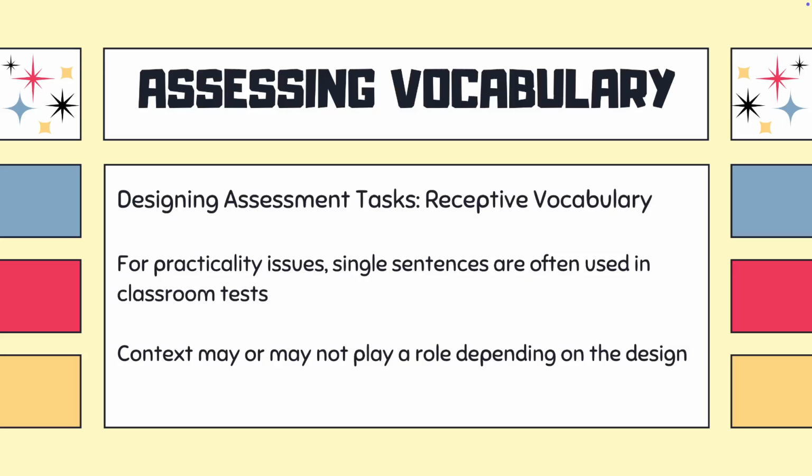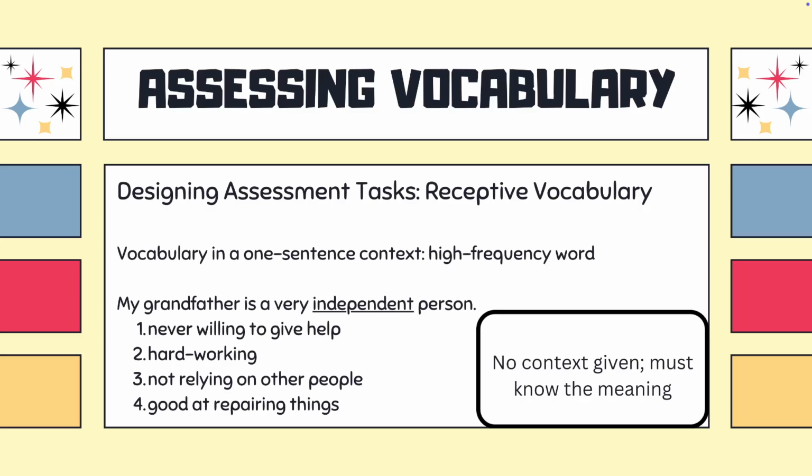Okay, here we go. So we're gonna start now with our assessment tasks. So the first type we're gonna do is receptive vocabulary. For practicality issues, single sentences are often used in classroom tests. They're easier to check, they're easier to design, and context may or may not play a role depending on your design and depending on your purpose. Okay, so I'll give you a couple examples of what I'm talking about.